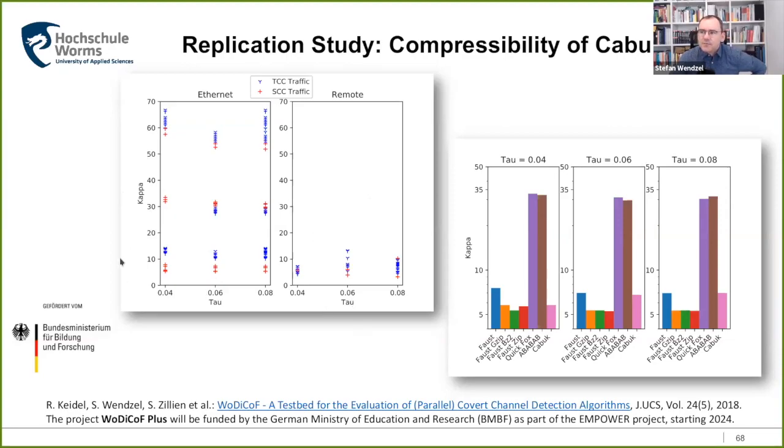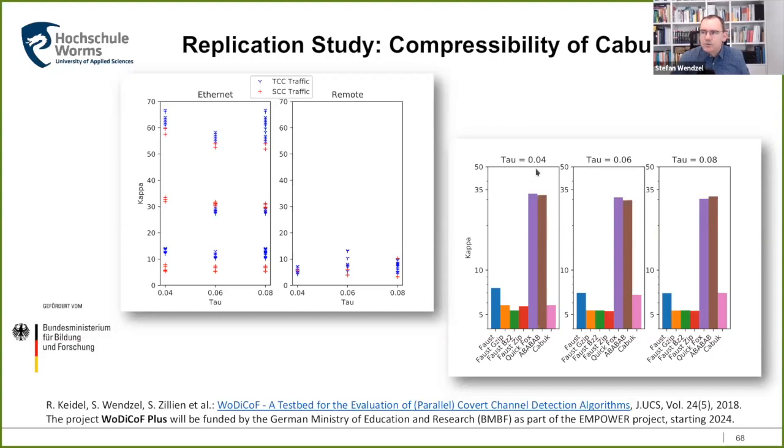And then we tried different compressors. So we took Goethe's Faust, which is a famous German novel, and we compressed it with GZIP, with BZIP2, with ZIP. And we compared the results with the original results from Cabuk. And our results differed quite a bit. And this was also just interesting to understand how different the results are and for which configuration.